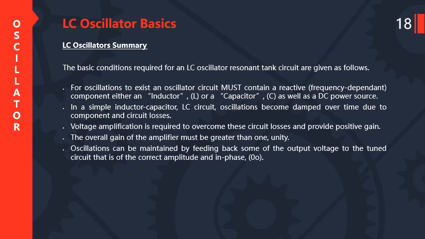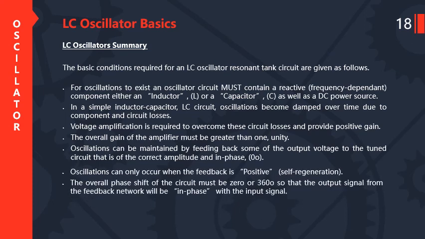Oscillations can be maintained by feeding back some of the output voltage to the tuned circuit that is of the correct amplitude and in phase, meaning 0 degrees. Oscillation can only occur when the feedback is positive. So in an LC oscillator, when do oscillations occur? When our feedback is positive; if it is negative, they will not occur. The overall phase shift of the circuit must be 0 or 360 degrees so that the output signal from the feedback network will be in phase with the input signal.